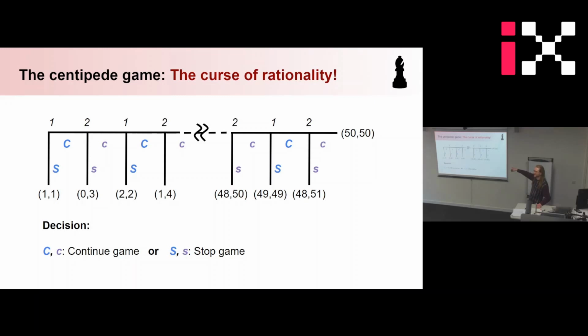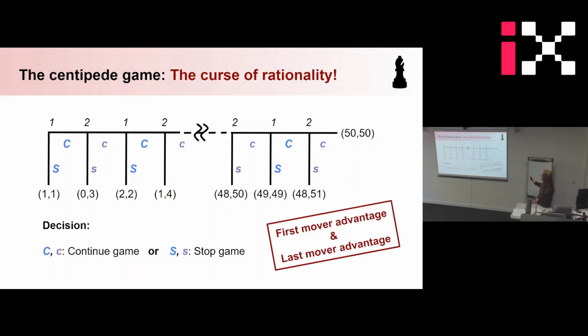So if you stop in the second last round, you get 49. 49 is better than 48. If they know that, they're going to stop in the third last round because £50 is better than £49. And so it goes all the way down. So basically at the beginning, if you continue, they will think, oh, that wasn't very smart, take the £3 and run.